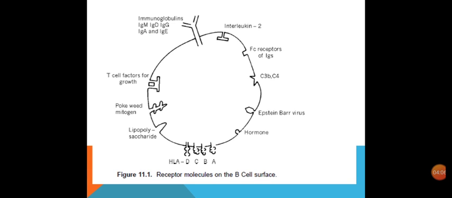Here are the receptor molecules on the B cell surface. We find immunoglobulins, interleukin 2, Fc receptors, C3b and C4, Epstein-Barr virus, and lipopolysaccharide. Also, T cell growth factors appear.